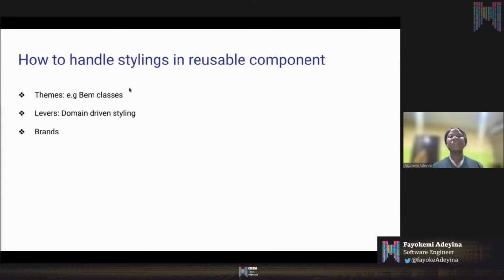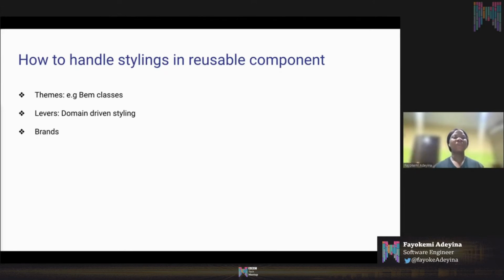And some tips on how to handle styling in reusable components. Sometimes we can use already made styling components like BEM classes, Bootstrap, Material UI. Some of them give these themes, where you can add a color and say secondary or primary or the likes. Then if you are coupling your styling together, I don't know if levers is a general name, but I have seen teams use levers, so it might be any name.